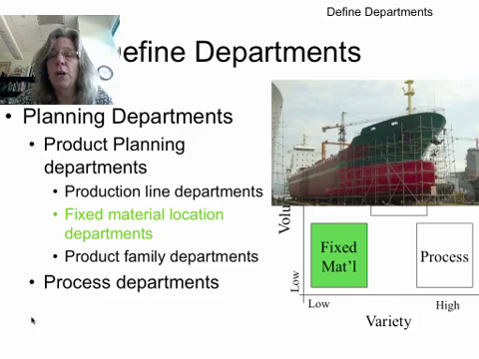The next one would be low variety and low volume. This is a fixed material location. The idea is that the item that you're making is in one location, and you bring machinery and people and parts all to that one location. There's a picture here of a ship, because that's typically thought of as a fixed material location. Another example would be any kind of construction project. If you're building a building, it's in one location. It used to be that things like airplanes were done that way too, but mostly they're not anymore. They're mostly actually a production line.